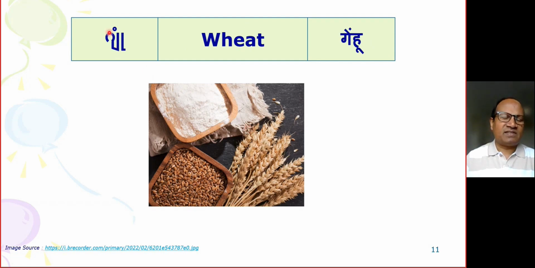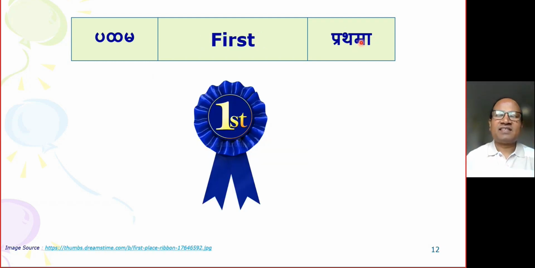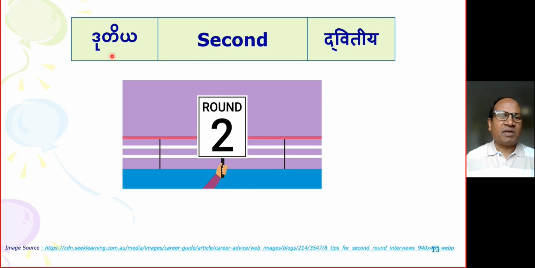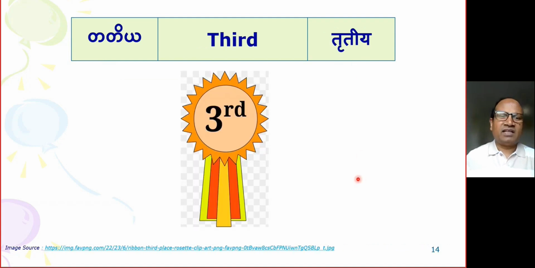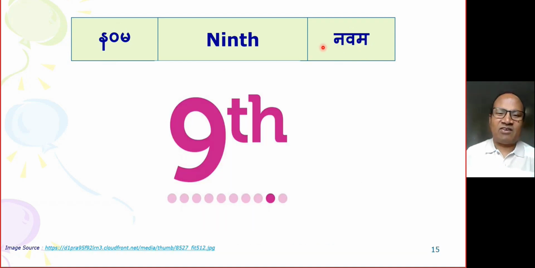Next one is gehu. This is G, gehu. Gehu and wheat, common in Burmese and Hindi. Next one is prathama, dvitiya, tritiya. We call it prathama for first, they call it patama. Then similarly, dvitiya, we call it dvitiya, they'll call it dvitiya. We pronounce ta, they'll pronounce ta. And then third, we call it tritiya. So this is also common.